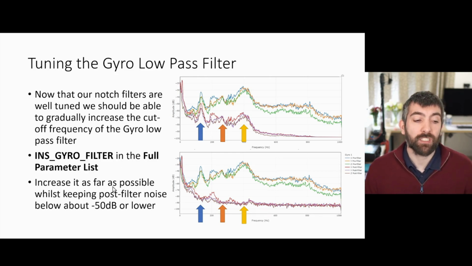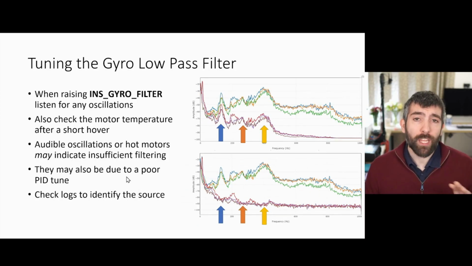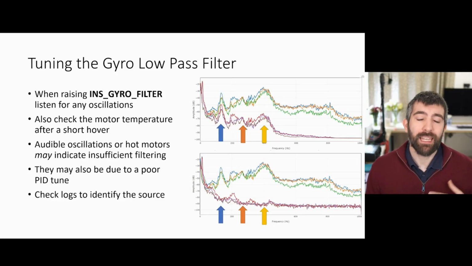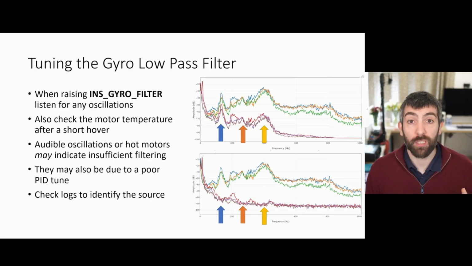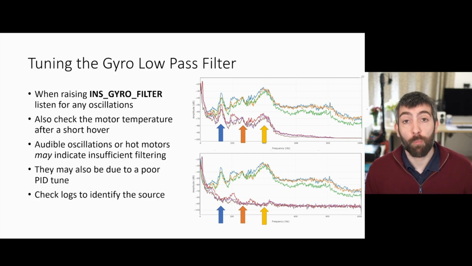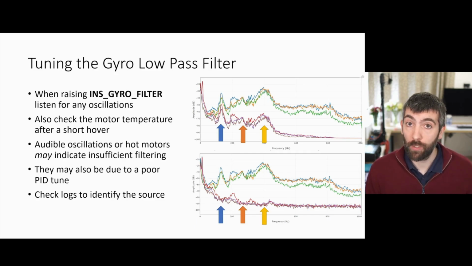And you want to increase it as far as possible while keeping any peaks of post-filter noise below about -50 dB or even lower if possible. When you are raising the INS gyro filter cutoff frequency, listen for any oscillations. Make sure to check the motor temperature on the drone after a short hover. If you hear any audible oscillations or the motors come down hot, that may indicate that you have insufficient filtering, but it may also indicate that there are problems with the PID tune, which we're obviously going to look at in future videos.